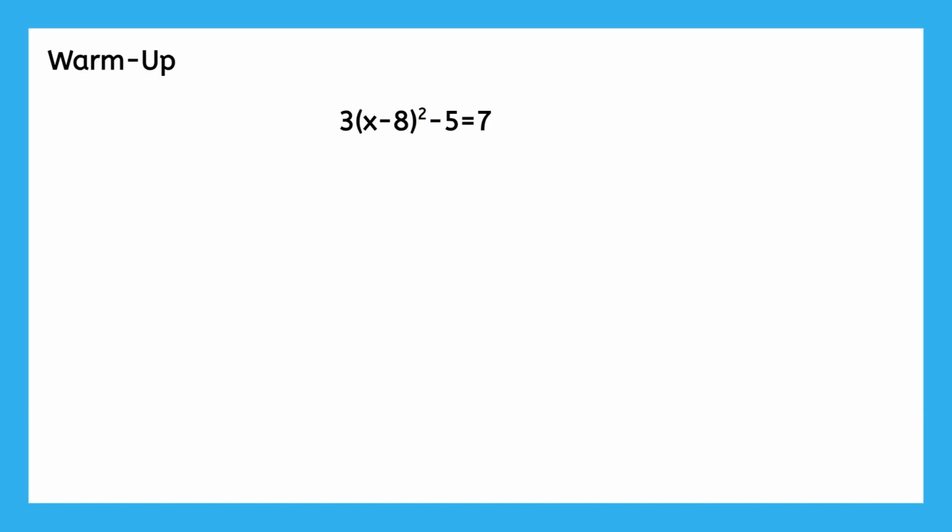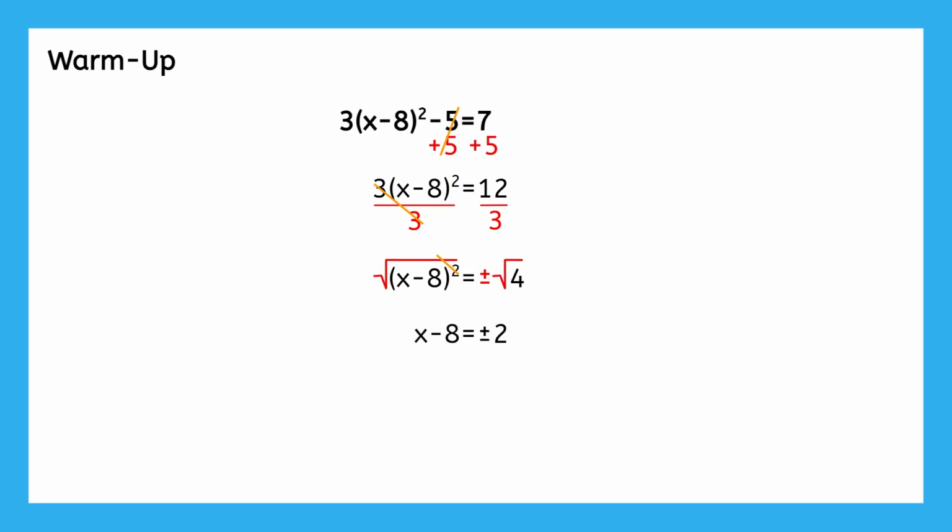First, we can get rid of that minus 5 by adding 5 to both sides, which results in 3 times x minus 8 squared equals 12. We also want to get rid of that 3 multiplying with our square, so let's divide both sides by 3. We're now left with x minus 8 squared equals 4. Now we're ready to take our square roots, which give us x minus 8 equals plus or minus 2. We add 8 on both sides, and our solutions become negative 2 plus 8, which is 6, and positive 2 plus 8, which is 10.